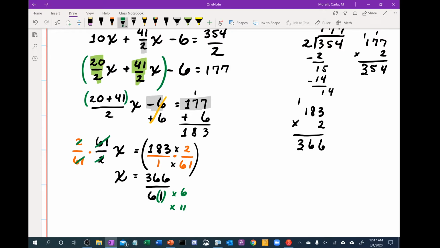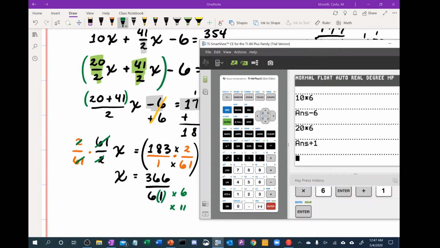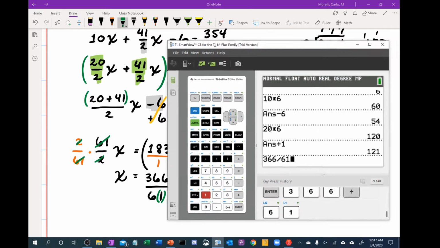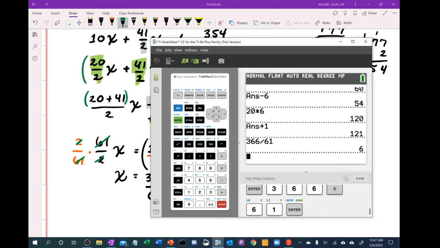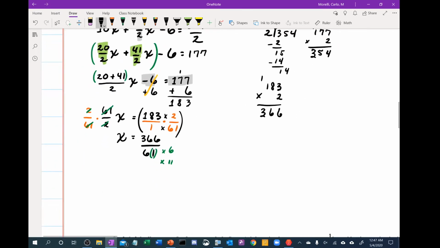Well, if we go to the calculator and do 366 divided by 61, we'll see what we get. We get 6, okay? So it makes sense, right? 60 times 6 is 360. So 61 times 6 would be 366. And that's how you do that kind of math in your head, right? If you need to use a calculator, that's fine. So it's x equals 6. 366 divided by 61 equals 6.